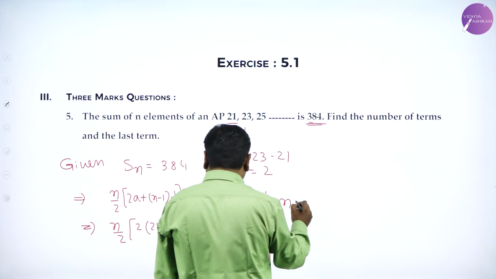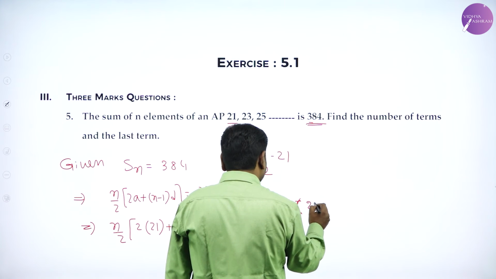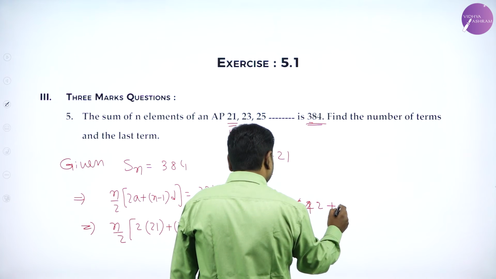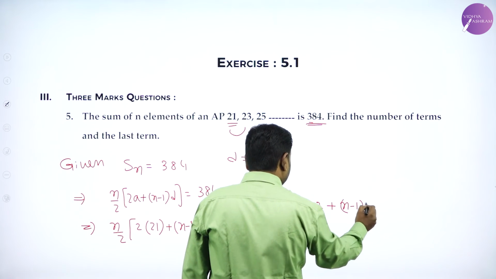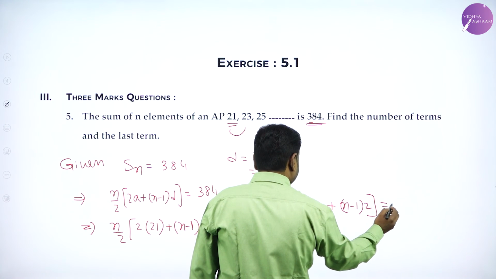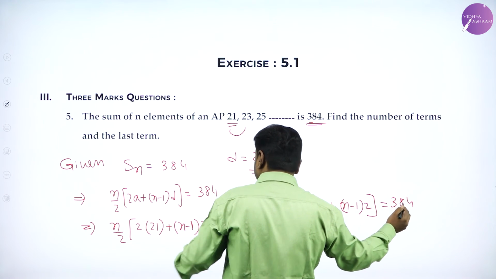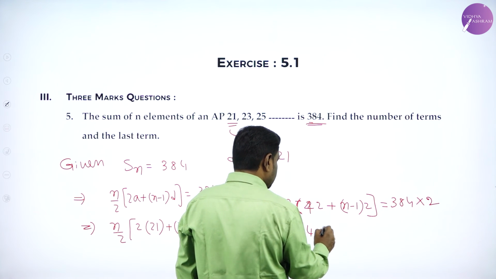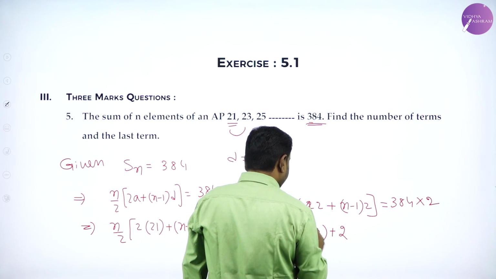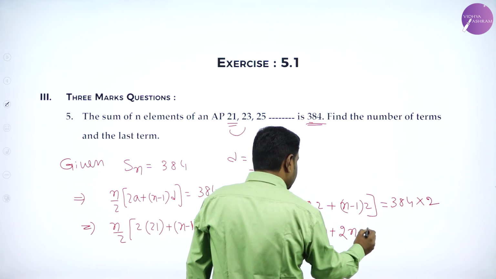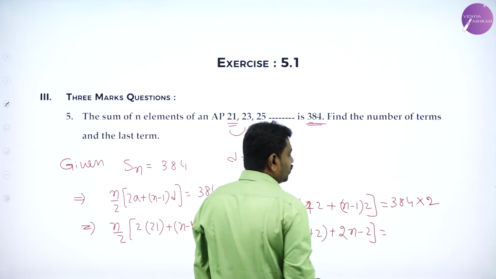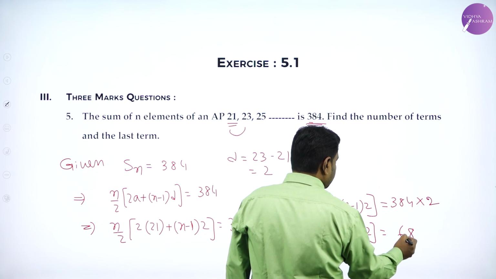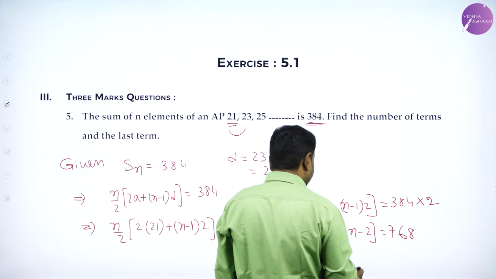So I'll have n into 2 into 21, which is 42, plus n minus 1 into 2 is equal to 384. By 2 you transfer this side, it will come into 2. So n into 42 plus 2n minus 2 is equal to 384 into 2. So 384 into 2 is simply 768.